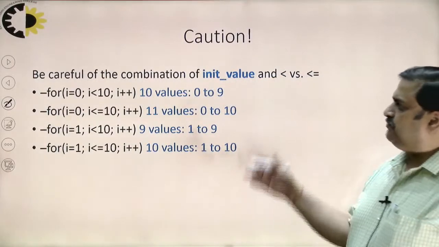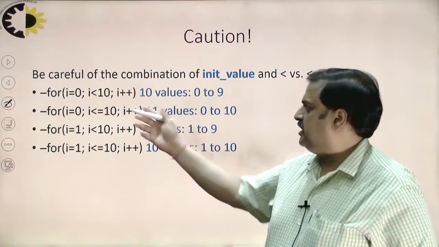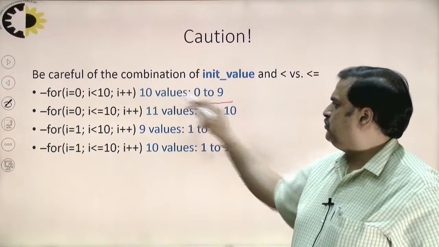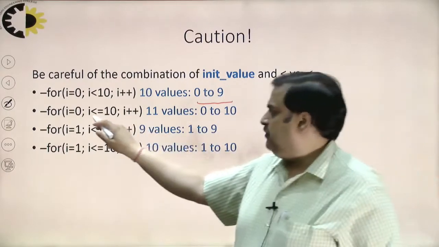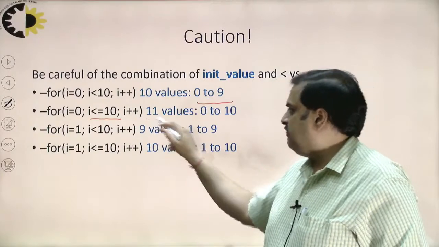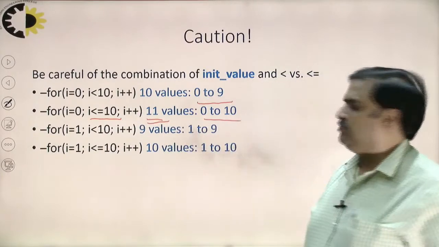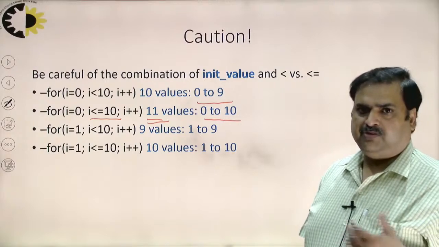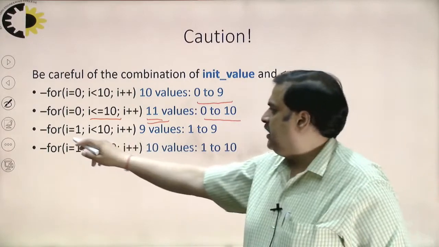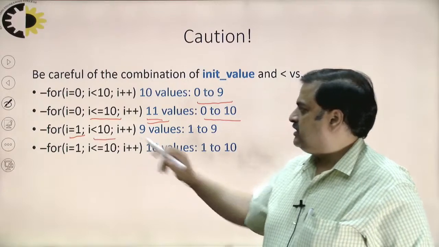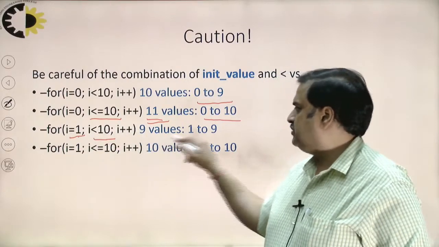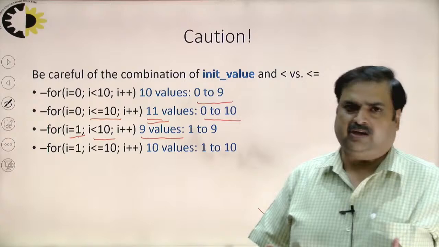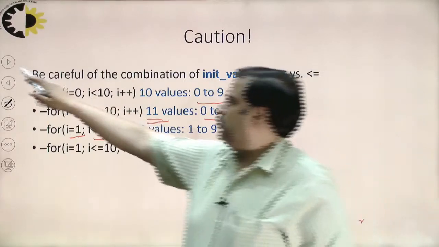These are some cautions for using the for loop, as sometimes we get confused. I is equal to 0, I is less than 10 means 10 values, from 0 to 9. If we write it differently, it will become 11 values, from 0 to 10. Such errors we sometimes make. Here I is equal to 1, I is less than 10, so we started from 1 and go less than 10, which means only 9 values. We need to be more careful while using these for loops.